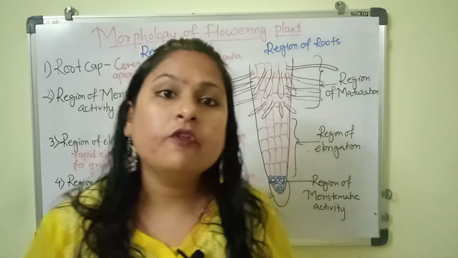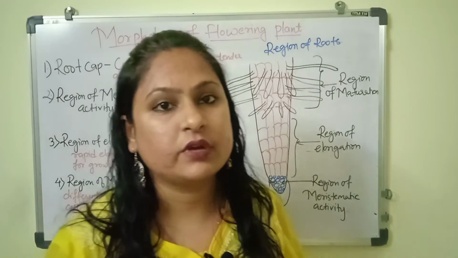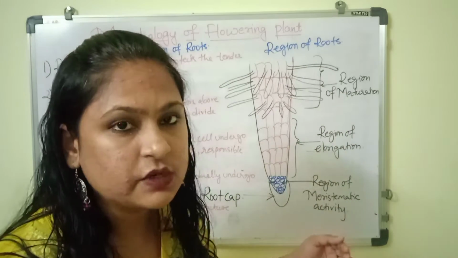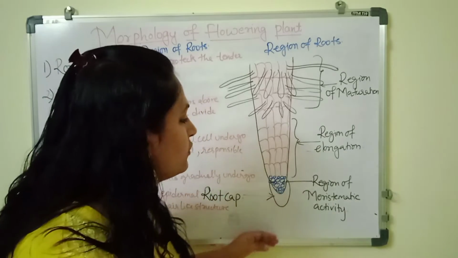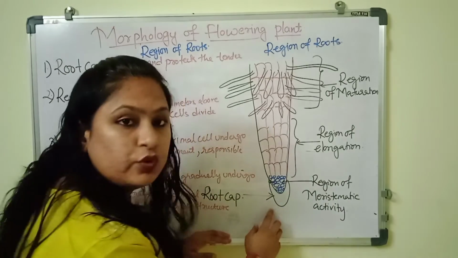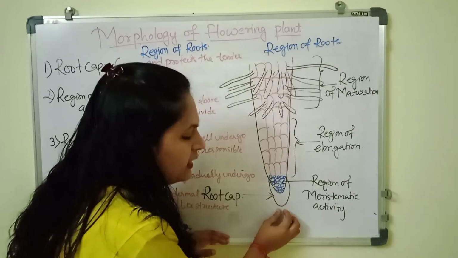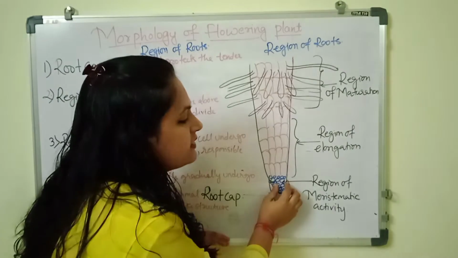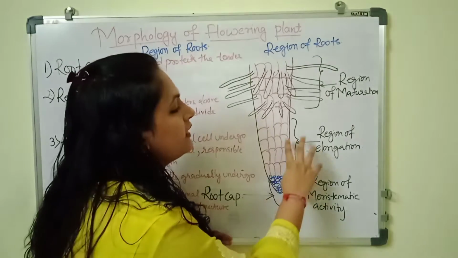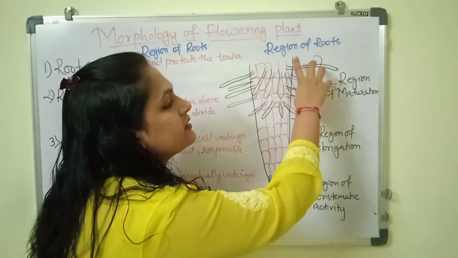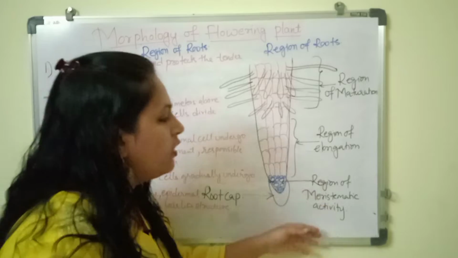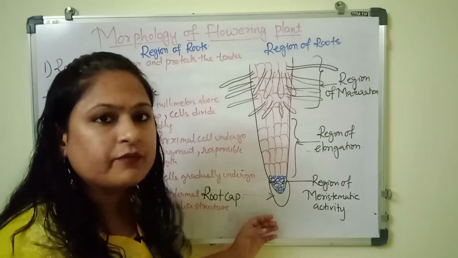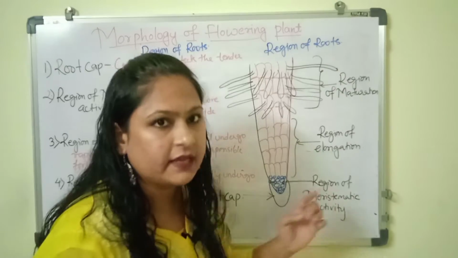Now we will see the structure of the root. What are the regions present in a root? A root consists of the root cap, the very tip region. At the tip of the root there is the root cap. Then there is a region of meristematic activity, then a region of elongation, and a region of maturation. Now, what are all these four regions? Before learning about the root cap, we will learn about the region of meristematic activity.